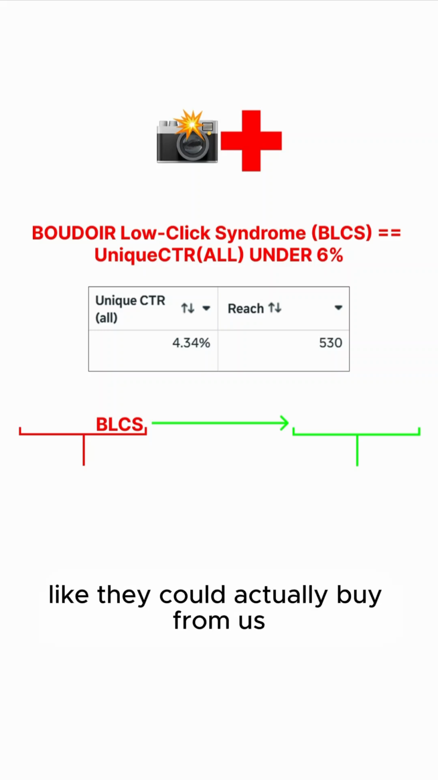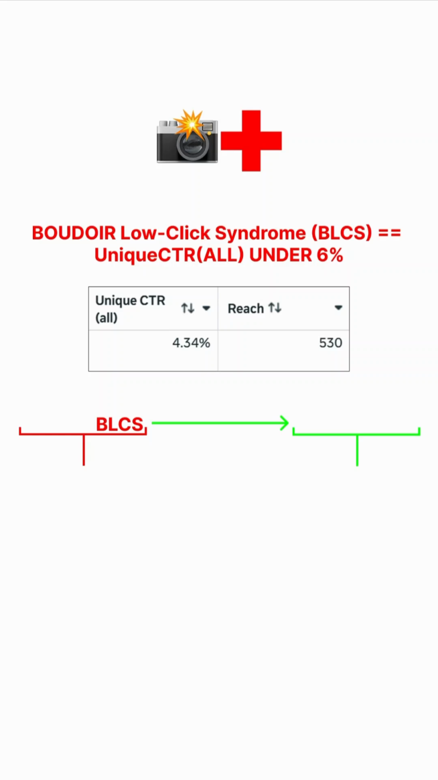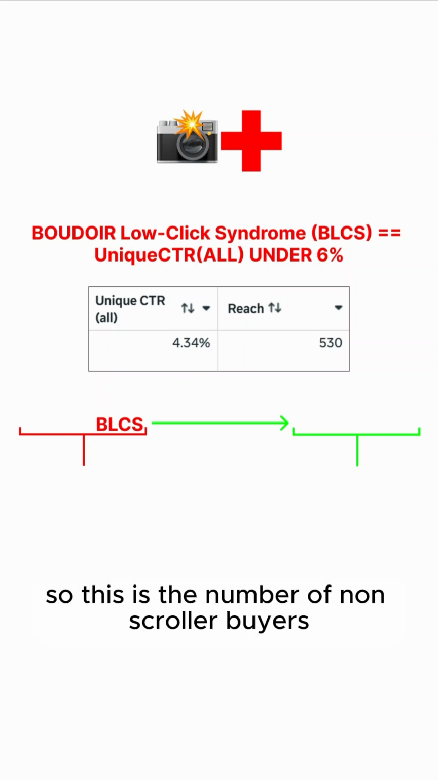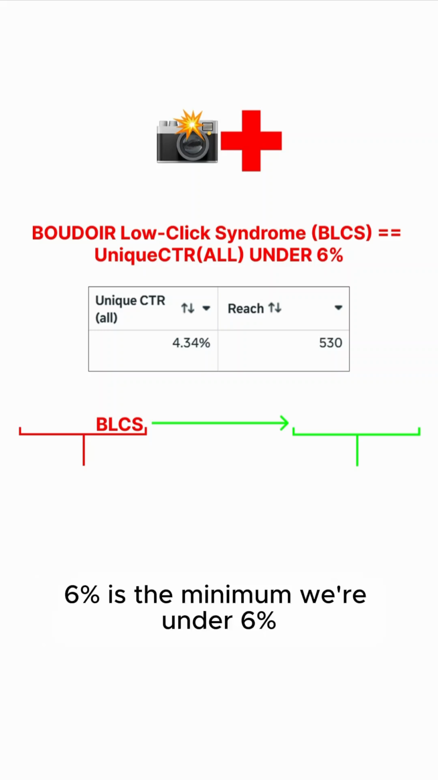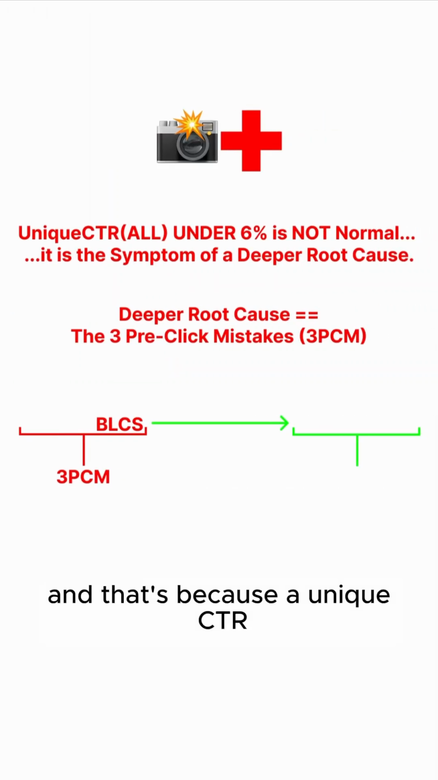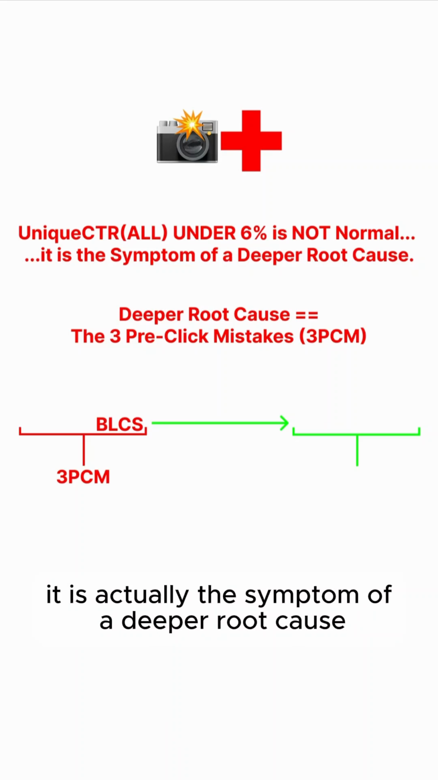Like they could actually buy from us. Everyone else is just scrolling on by. So this is the number of non-scroller buyers, and we gotta get this number literally as high as possible. 6% is the minimum. We're under 6%, we got a big problem. And that's because a unique CTR all under 6% is not normal.